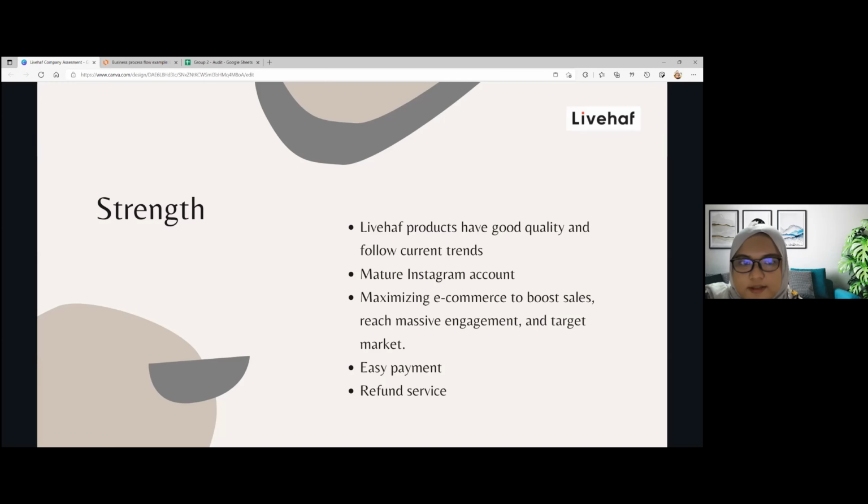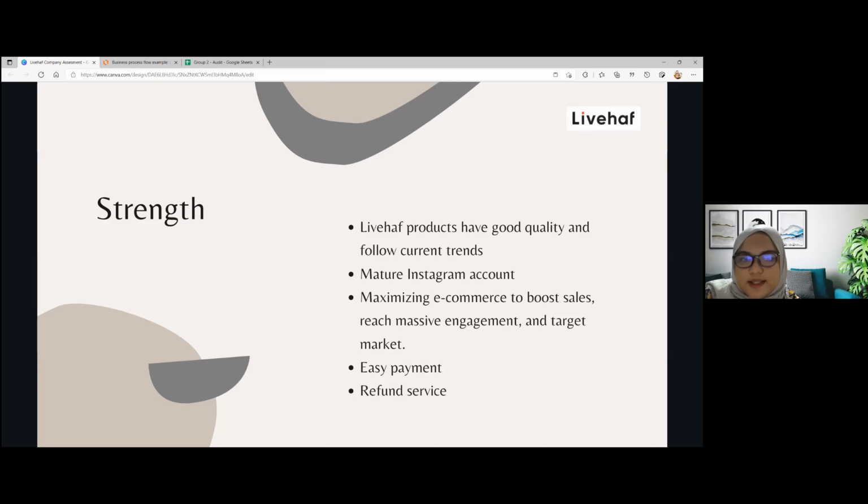Next is a mature Instagram account. As we know, Livehaf's Instagram is already verified and also has many followers. And we can also see they're active on social media. This can also be their strength. It can also gain the trust of customers.